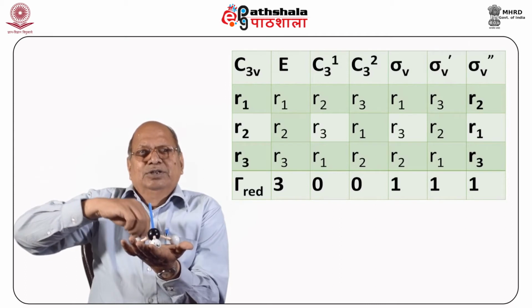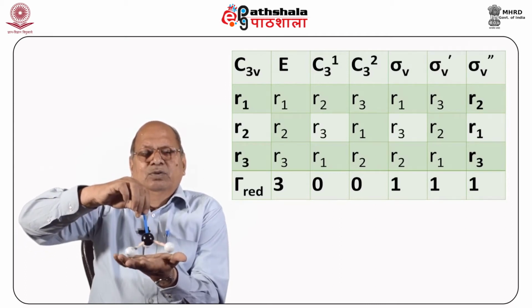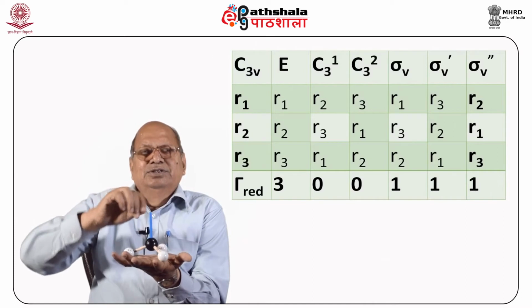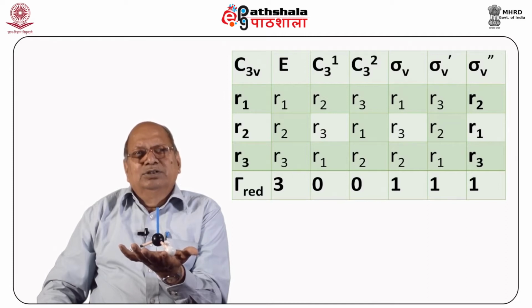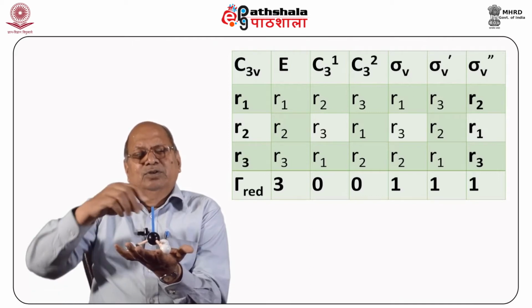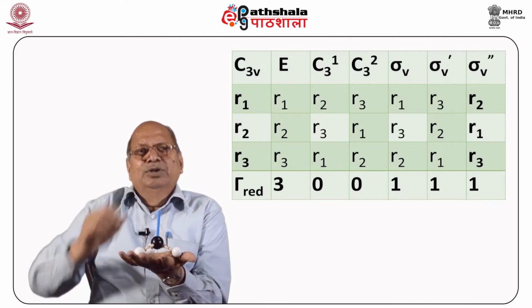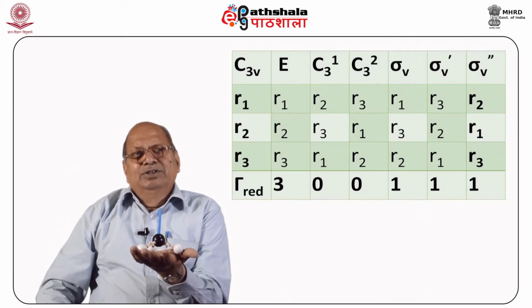Now, C3, that is if I just give a rotation like this, that is C3 120 degree rotation, then what you find, all these R1, R2, R3, they are shifted. That is R1 goes to R2, R2 goes to R3, R3 goes to R1. Similarly we take the effect of further C3 rotation, and we get like this. This table summarizes the effect of various symmetry operations on R1, R2, R3.